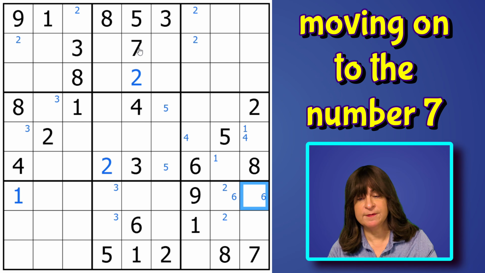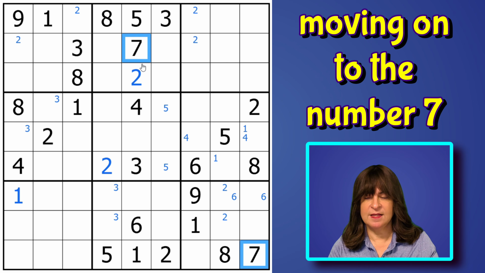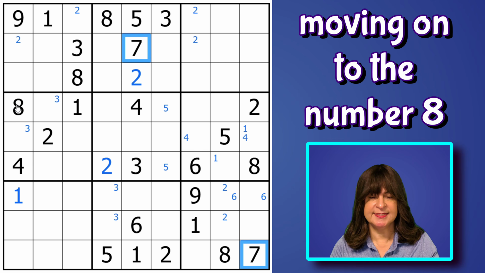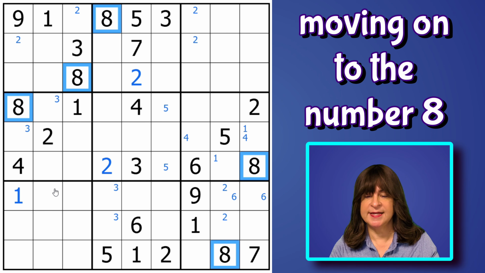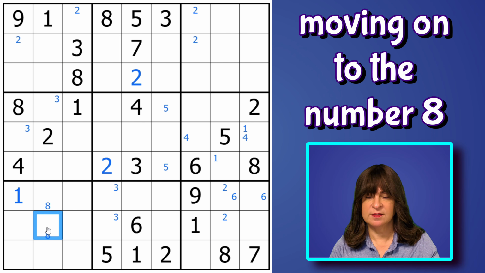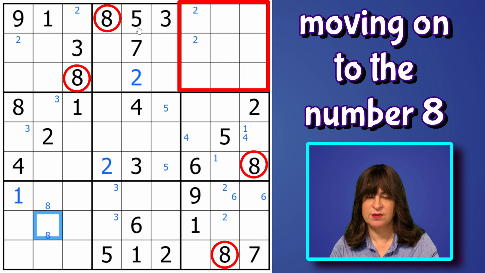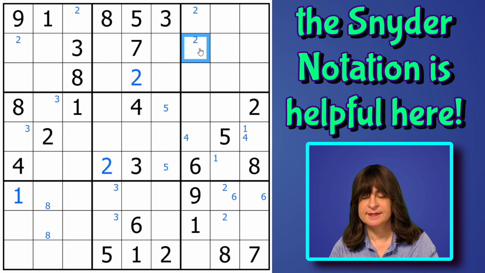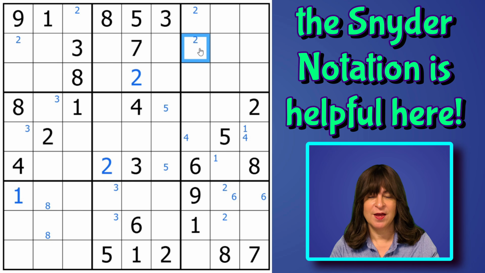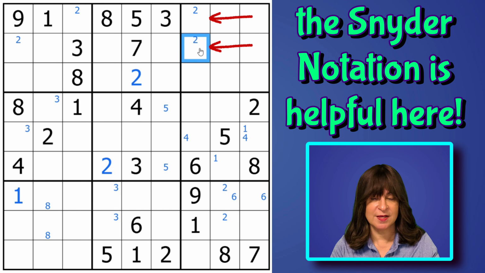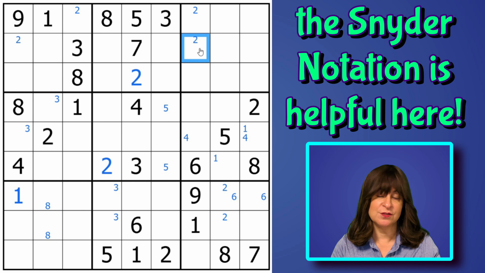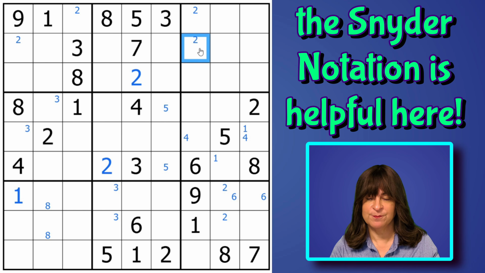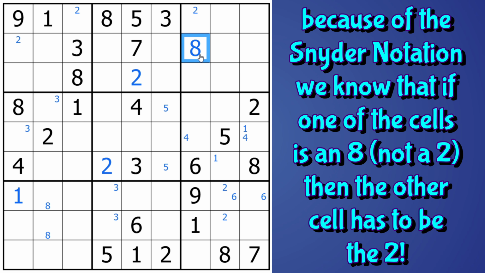Okay, what about the number 7? I don't see anything. All right, what about 8? Lots of 8s. I can pencil in 8s down here. And it looks like a lot of 8s are intersecting into block 3. So this has to be an 8. And before I place that, you can see that the Snyder notation is paying off. I have the 2s penciled into these 2 cells. Now, if one of these is an 8, then I know the other cell is a 2. So that's a nice payoff. Okay, so this is an 8. And now this is a 2.